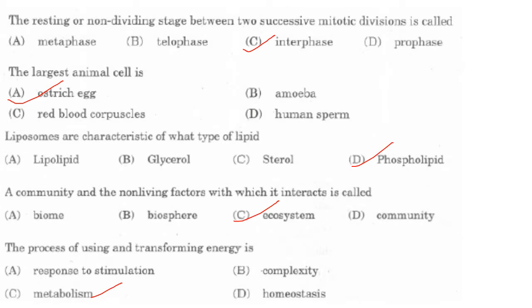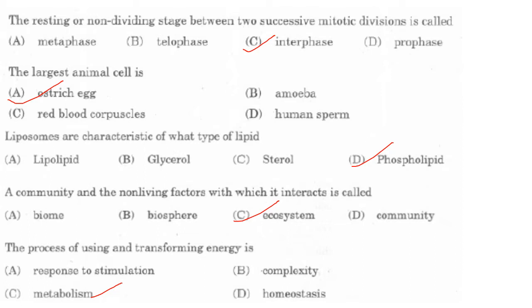Then coming to the next one. The resting or non-dividing stage between two successive mitotic divisions is called interphase. Answer is option C. The largest animal cell is ostrich egg. Then liposomes are characteristic of what type of lipid? They are characteristic of phospholipid. Answer is option D.